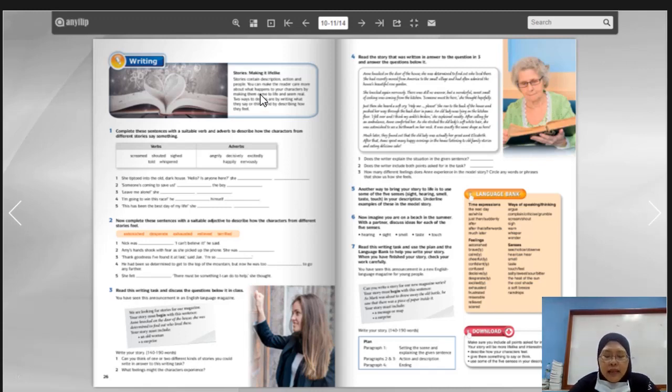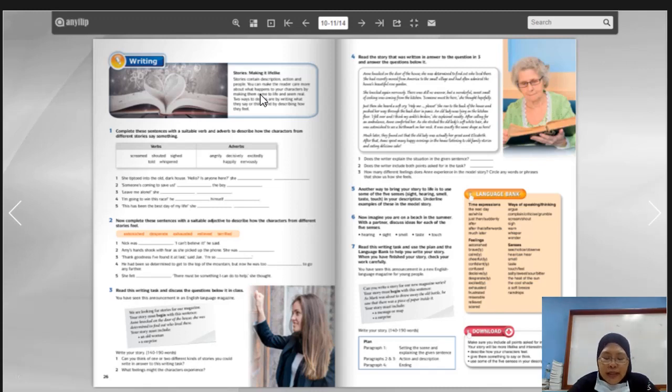Stories: making it lifelike. How to make your story look real. Okay, stories contain description, action, and people. So you must describe the event. What are the characters doing? And who are the characters in your story? That means the people. You can make the reader care more about what happens to your characters by making them come to life and seem real. Although it is just a story, when people read your story, it feels like a real thing, a real story.